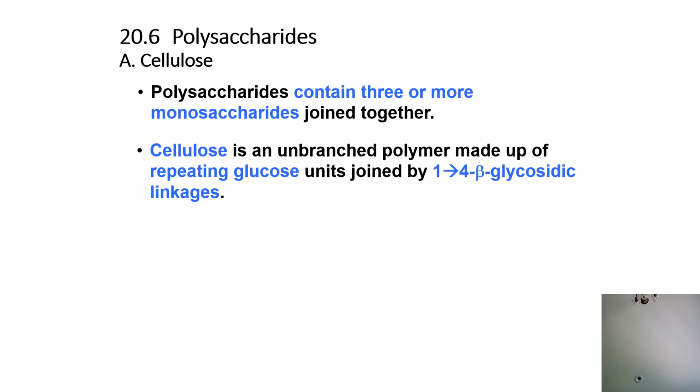Cellulose is a linear polysaccharide, so unbranched, so there's nothing branching off, and it's made up of repeating glucose units, as are some other types of polysaccharides, and we'll talk about those. But the units in cellulose are linked by beta 1,4 glycosidic linkages. Okay?